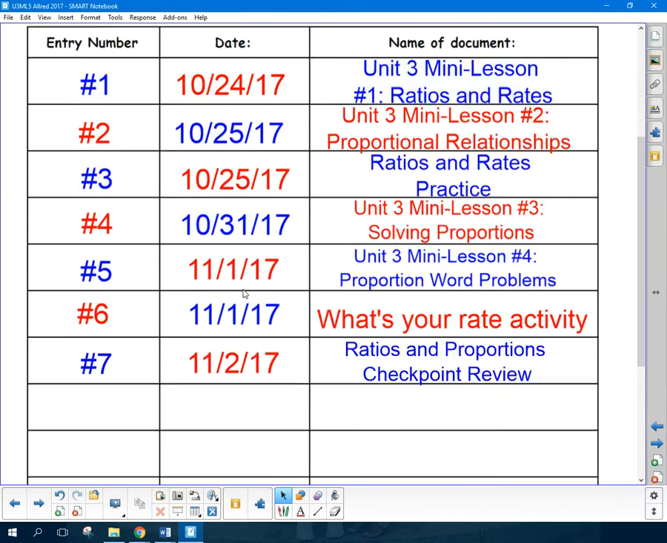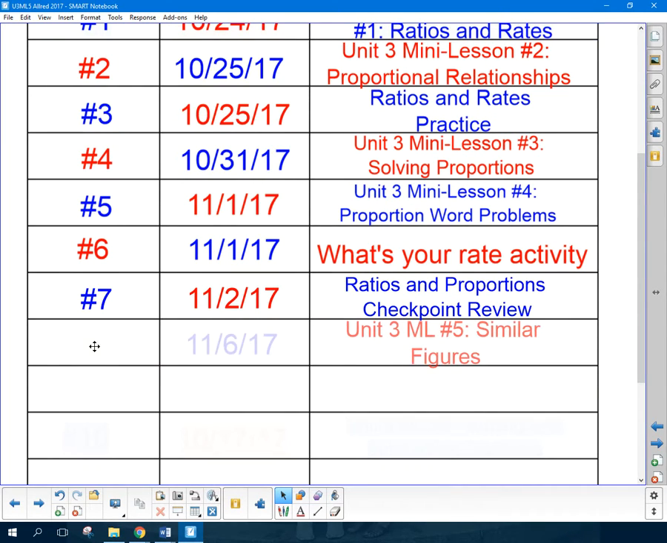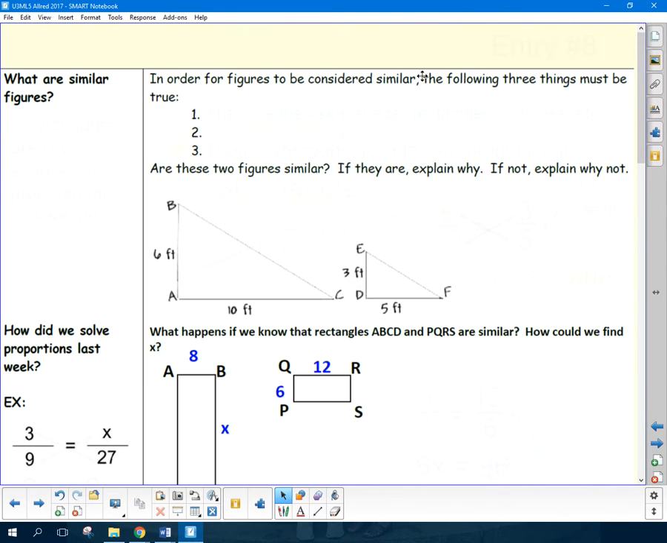Here we go. Today's mini lesson is your 8th entry in the table of contents on this lovely 6th day of November 2017. This is Unit 3, mini lesson number 5 on similar figures. Let's get ready to get to work by writing entry number 8 on the top right-hand side of our page, and get ready to write down what I write down and try to learn something today about similar figures and their use in math.